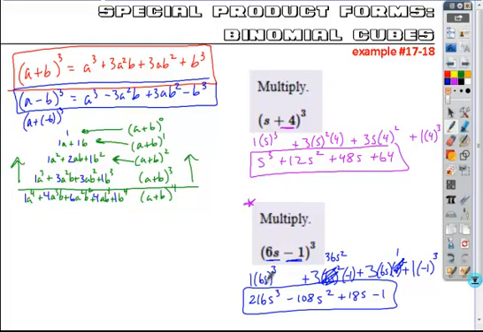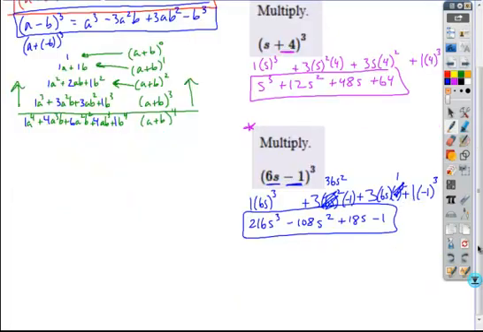And now, not all students are going to remember the pattern. I just want to show you, if you forget the pattern or you can't figure out what you did wrong, or if you want to solve it as a secondary method to check your answer, what you could do is just distribute. If you think of this as 6s minus 1 times 6s minus 1 times 6s minus 1, what you could do is just apply the square rules for the first two.